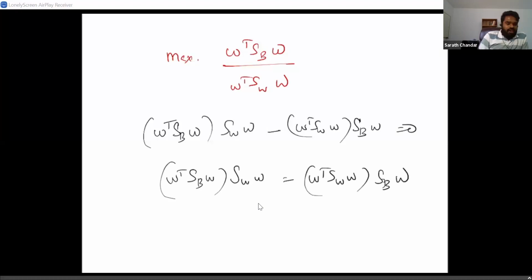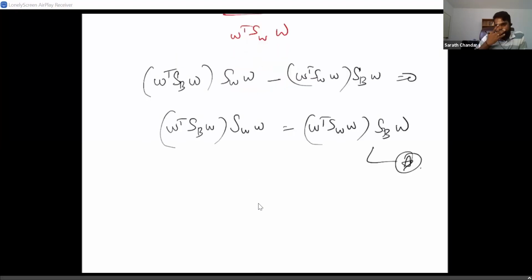So okay, let's call this a C star. We do not care about the magnitude of W, right? All we care about is the direction of W. So let's just cancel these terms, which are just the magnitude, okay? Now we have S_W W is equal to S_B W, okay?